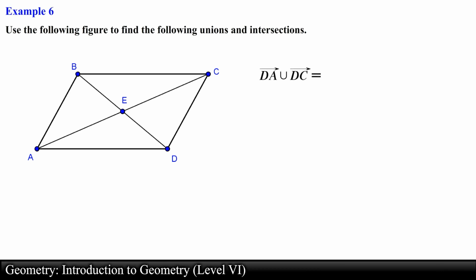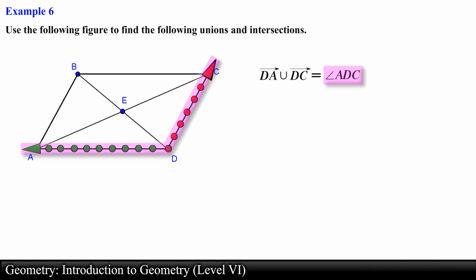Here we need to find the union of ray DA and ray DC. The set of all points represented by ray DA consists of the following points, and the set of all points represented by ray DC consists of the following points. Since we're looking for the union of these two rays, we see that we essentially form angle ADC or angle CDA, with vertex located at point D. Remember, when we are asked to find the union of two sets, we want to merge all the elements together. In this case, all the points that are located on ray DA or ray DC or in both.